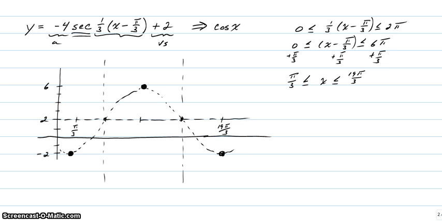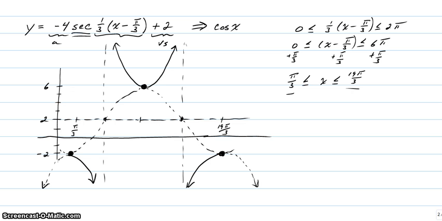So I think I'm ready to sketch a graph of this thing. Basically, I'm going to have my parabola shapes up here. It's going to go something like this and something like that. Again, it continues on, right? But this graph just goes from pi over 3 to 19 pi over 3. And that's it. That's basically your secant graph.